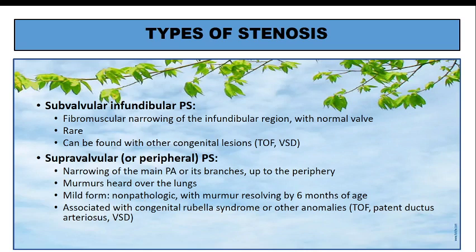Phir doosra hai supravalvular. Supra matlab valve ke upar toh pulmonary artery hai. That pulmonary artery itself may be narrowed. Okay? Pulmonary artery or its branches up to the periphery. So that may be narrowed.